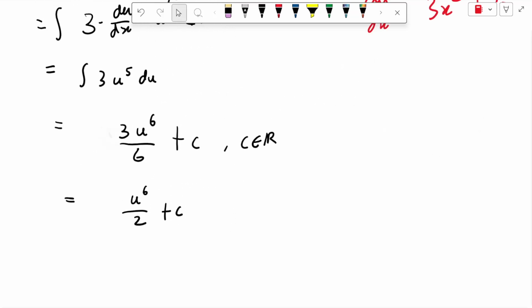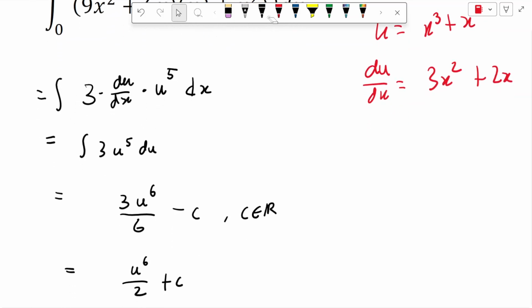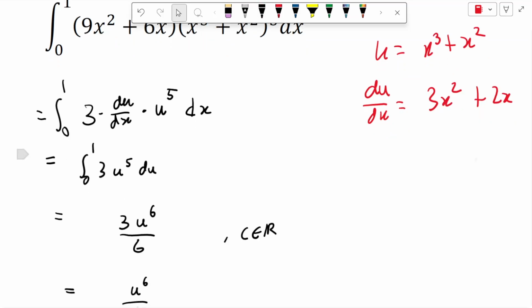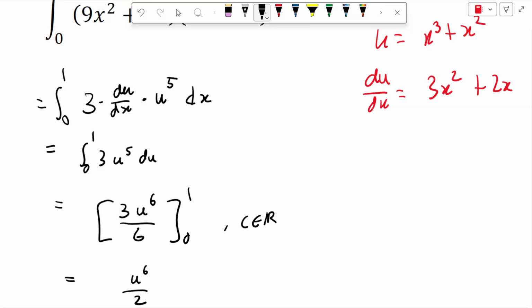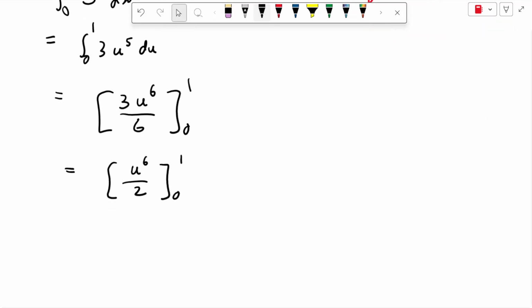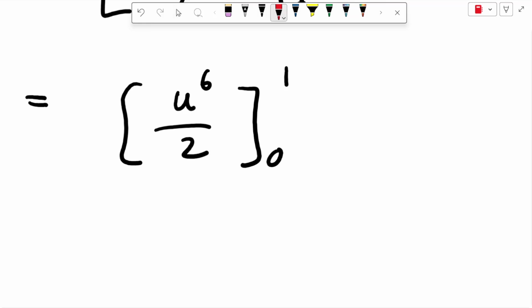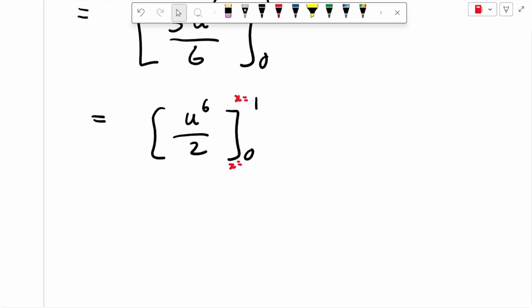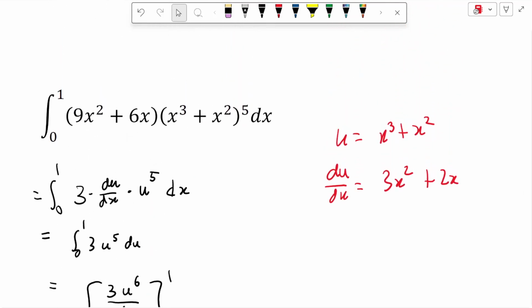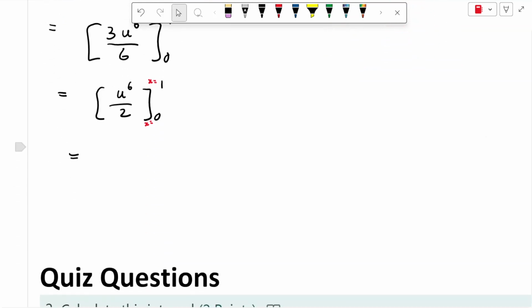Now, I actually don't need the plus c here because this is a definite integral. So I was going from 0 to 1. So this whole thing will just go from 0 to 1, just like that. Now, really important, this is x equals 1 and x equals 0. Got to be really careful about that. So we have to sub back in what u was. U is x cubed plus x squared. So we get x cubed plus x squared to the power of 6 all over 2.